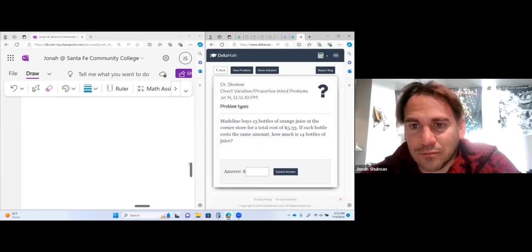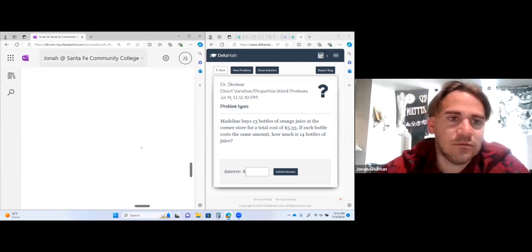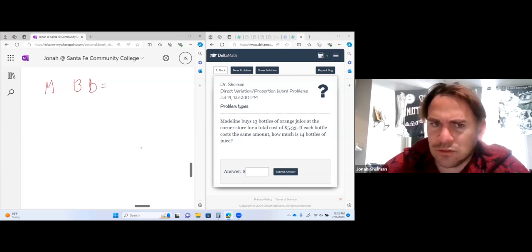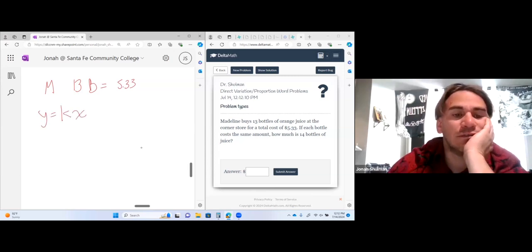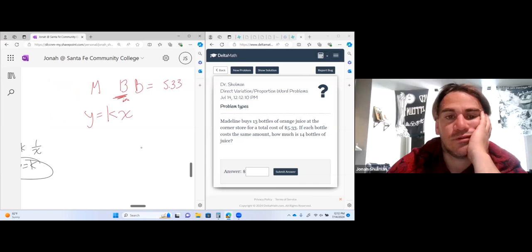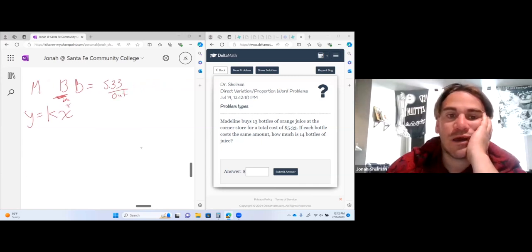Oh, we got a word problem. This is usually the way to do it because these are tough. So Madeline, we got our girl Madeline. She buys 13 bottles of OJ, and it costs her $5.33. Okay, so ready? Y equals K times X. Your input, or your X value, is always there, and your output is what happens afterwards. A lot of people call this independent variable, dependent variable, things like that.